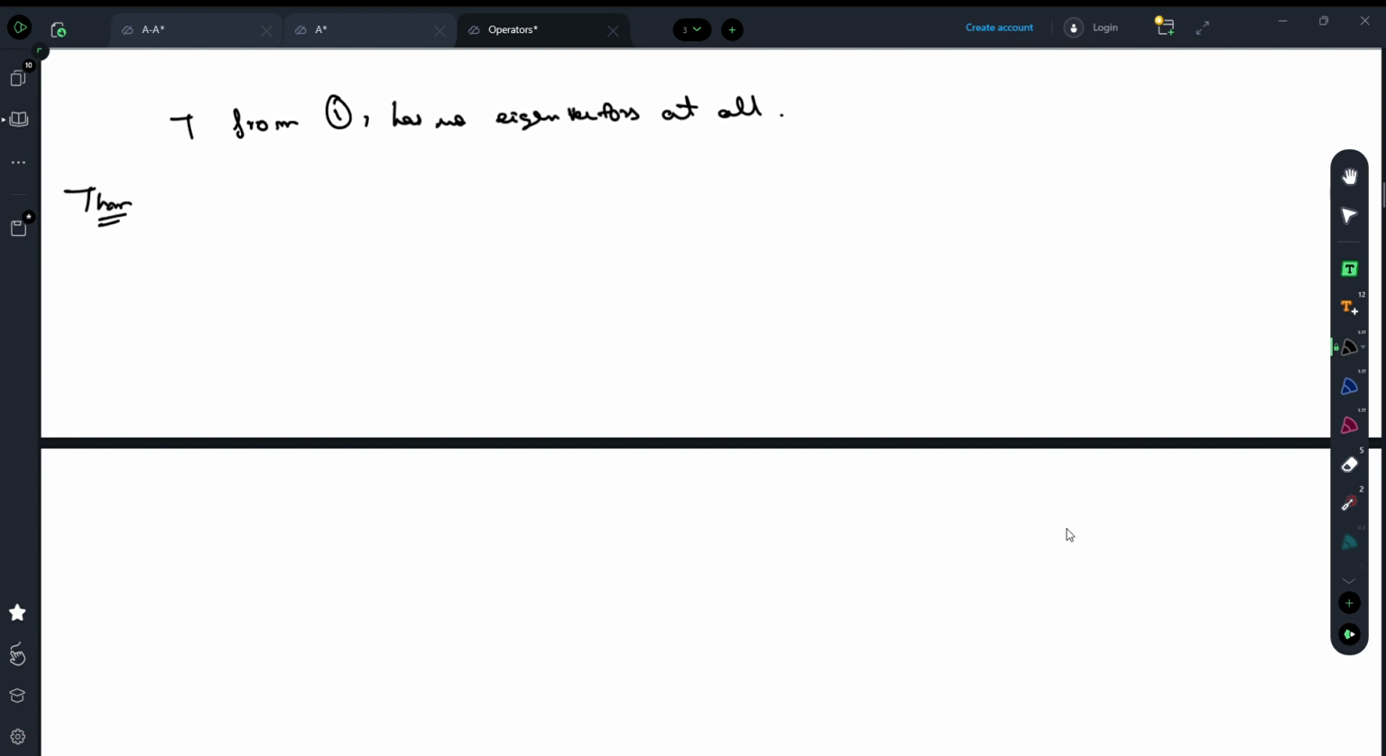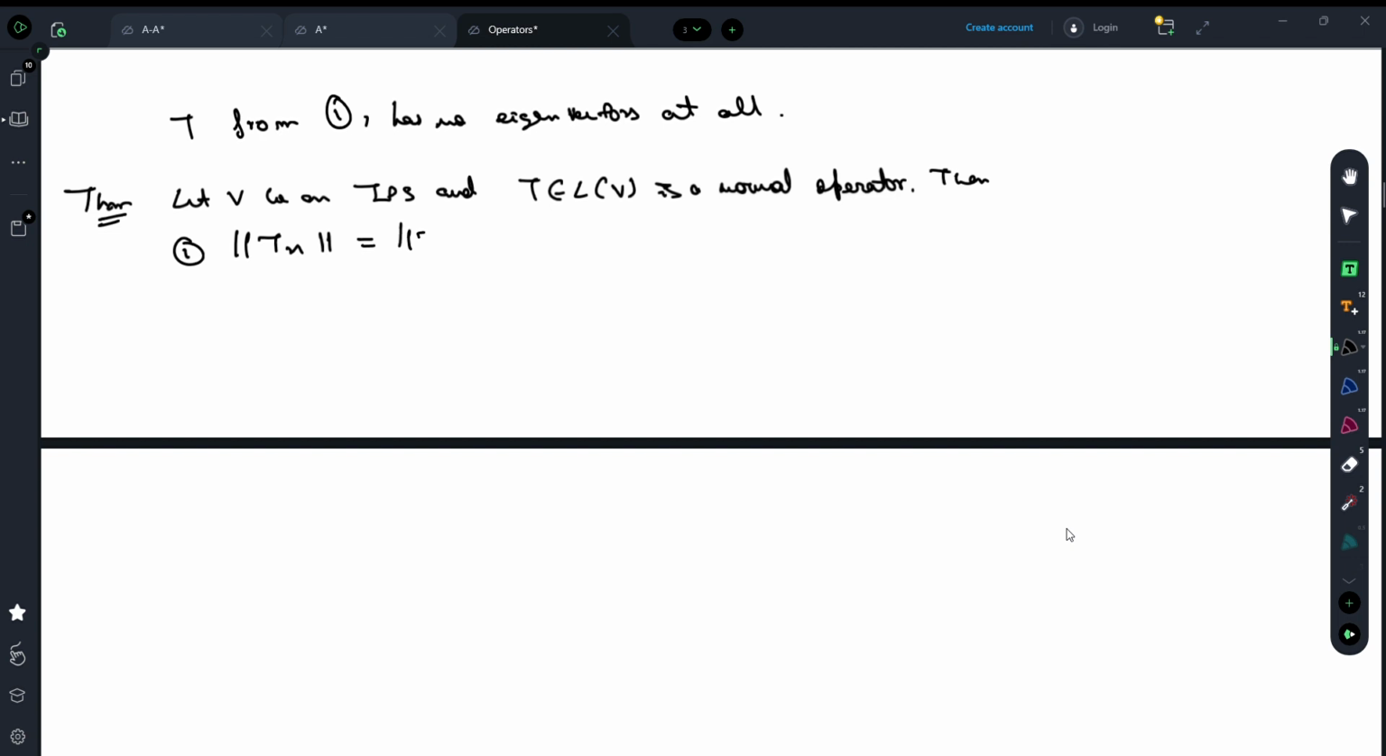So let us now explore a theorem which will actually help us to explore what we want to prove in this lecture. Theorem: let V be an inner product space and T a normal operator. Then we have the following. Number one, the norm of Tx is the same as the norm of T star x, the image of x under the adjoint. This happens for all x in V. Number two, the operator T minus cI is again normal for all c coming from the underlying field.